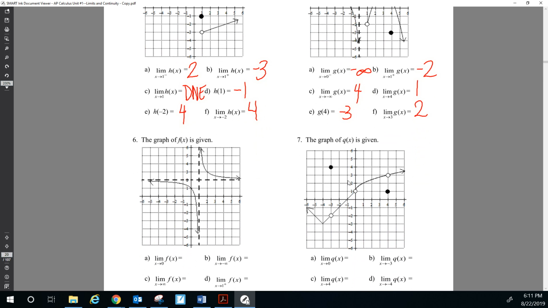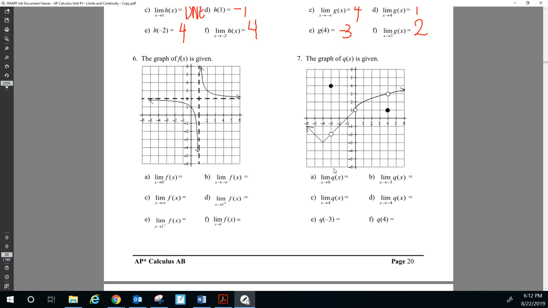All right. Let's see if I can get 6 and 7 on this video. All right, limit as x approaches 0. Well, either side of 0 here, we're getting close to 1. That would be 1. As we approach negative infinity, we're coming up to that asymptote, which is 2. As we approach positive infinity, we're going down to the asymptote, which again is 2.